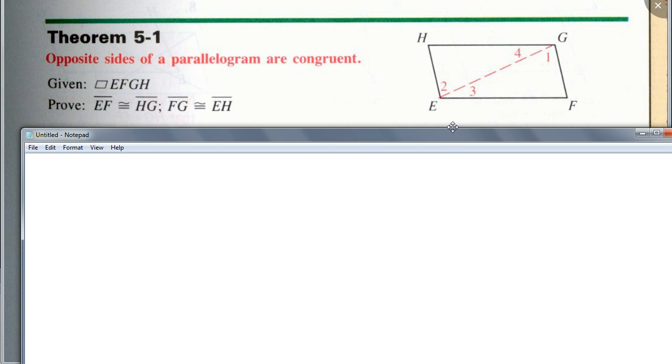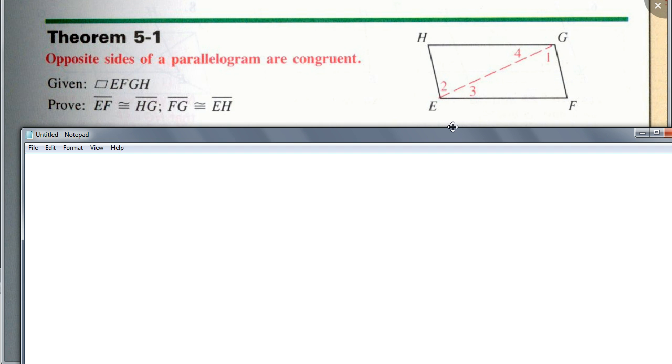Yes, keep going. And then since the auxiliary line goes through it, the alternate interior angles are congruent. Good. Which are the alternate interior angles if I'm talking about HG parallel to EF? Kevin? 3 and 4. How many people agree with Kevin? Good. What about 1 and 2?